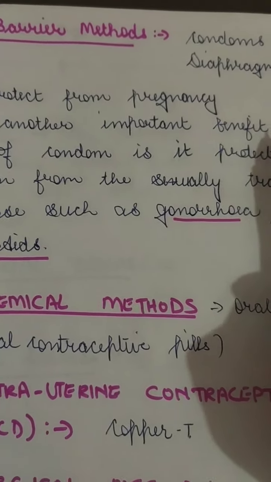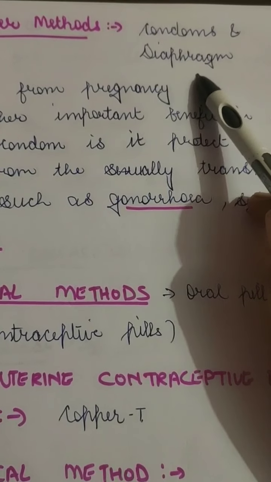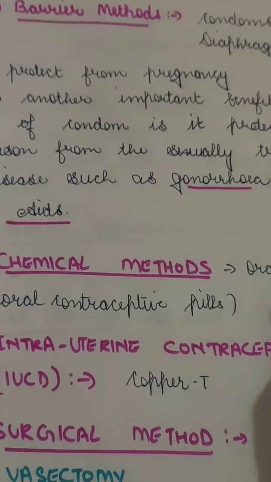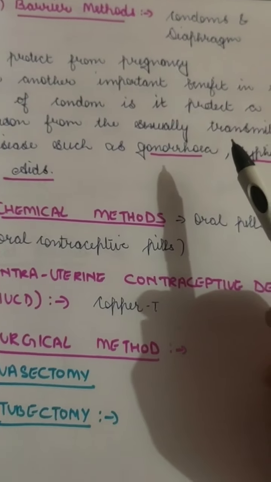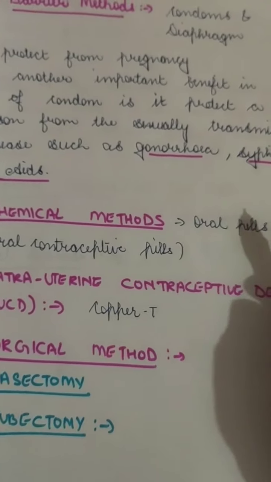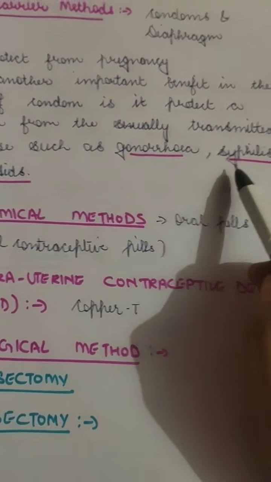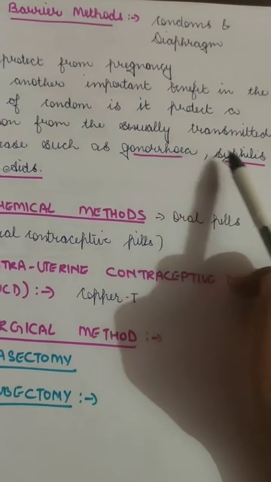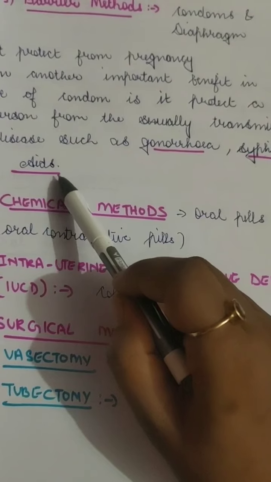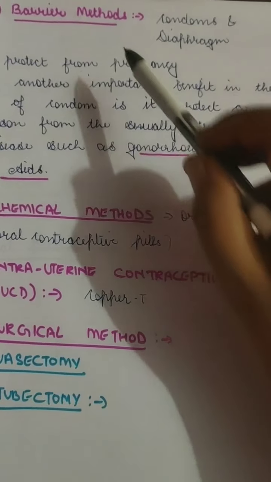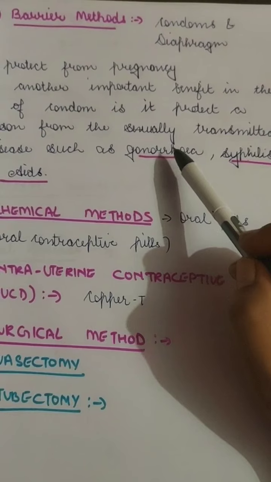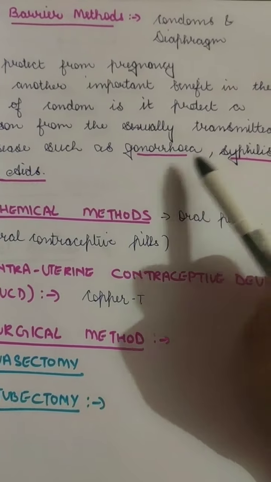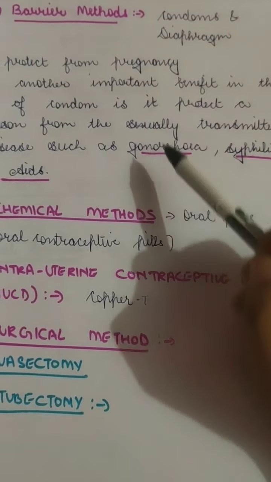Condoms and the diaphragm are used; this one is for the female and this one is for the male. It protects from pregnancy, and another important thing is that it protects individuals from sexually transmitted diseases such as gonorrhea, syphilis, and AIDS. These two are curable diseases, but this one is a very deadly disease which is not cured at all. So the barrier method using condoms and diaphragm also prevents individuals from these bacterial and viral diseases, and also controls pregnancy.